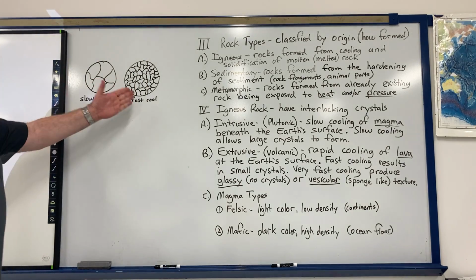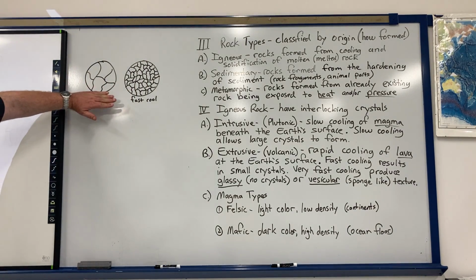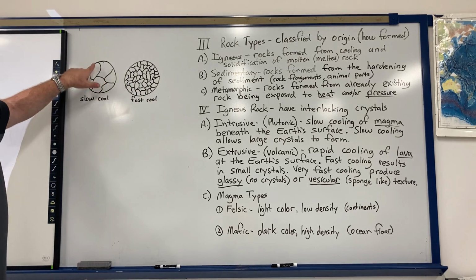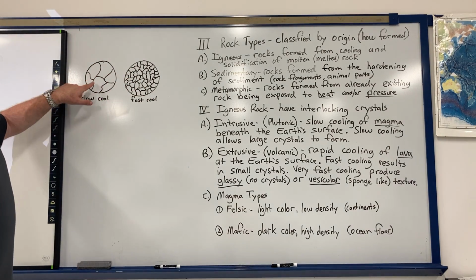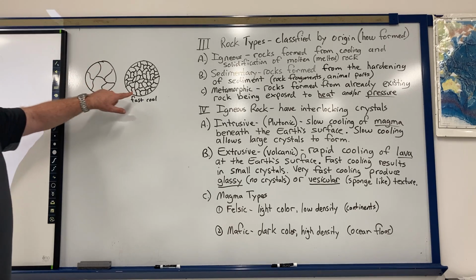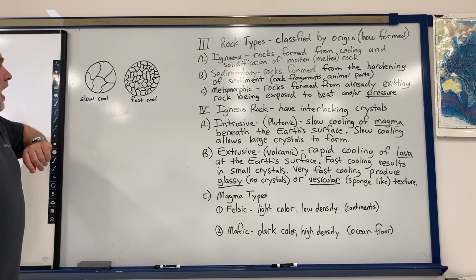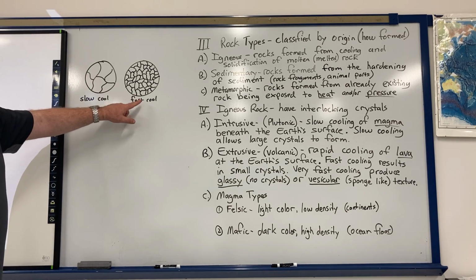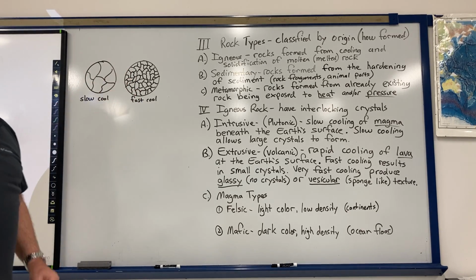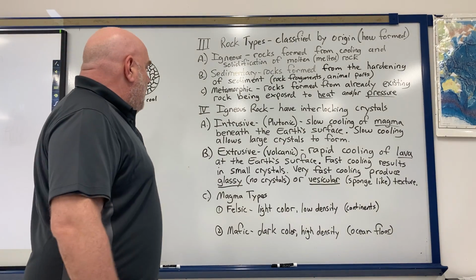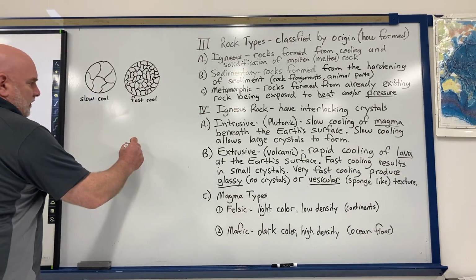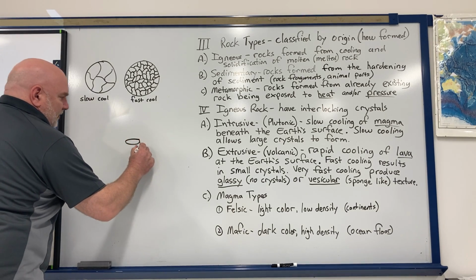So like with my example here, without the caption underneath it, I could tell that this one cooled more slowly than that one did, because this one has big crystals and this one has little crystals. So the slower it cools, the bigger the crystals are. The faster it cools, the smaller the crystals are. Okay. So intrusive rocks form underground. So if, let's say here's a volcano.